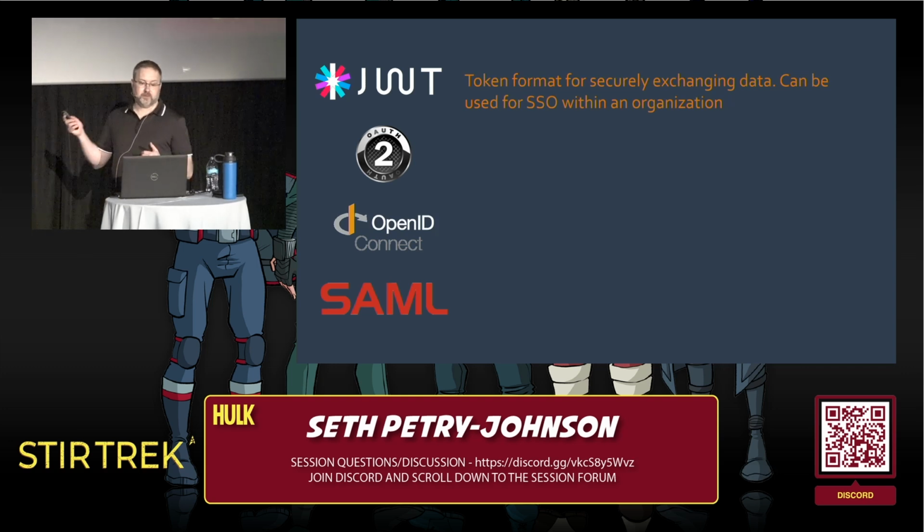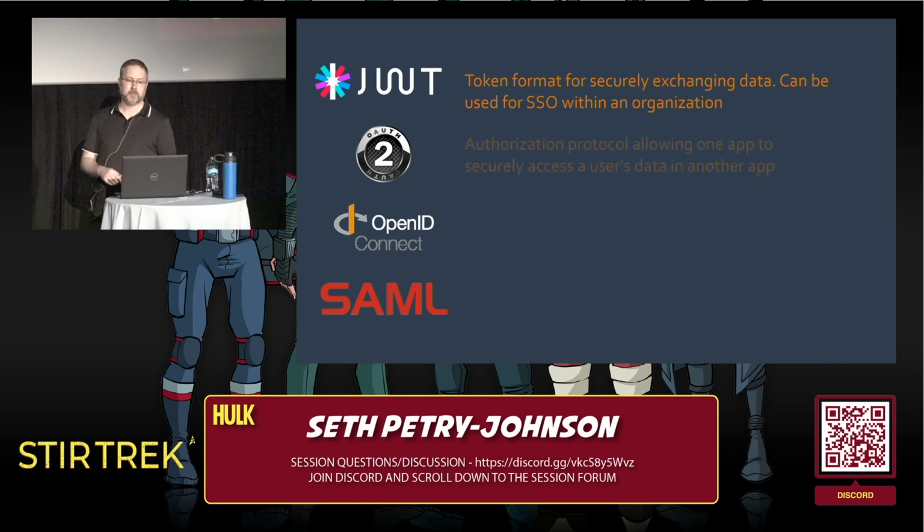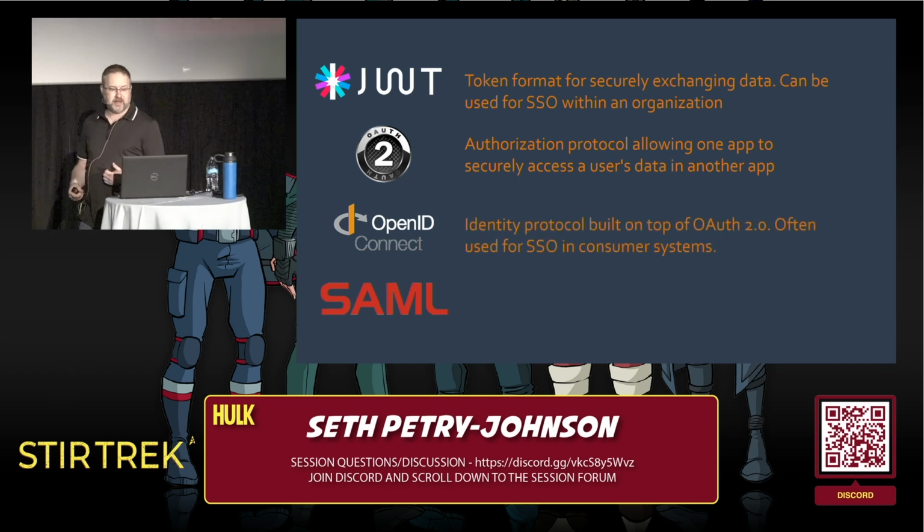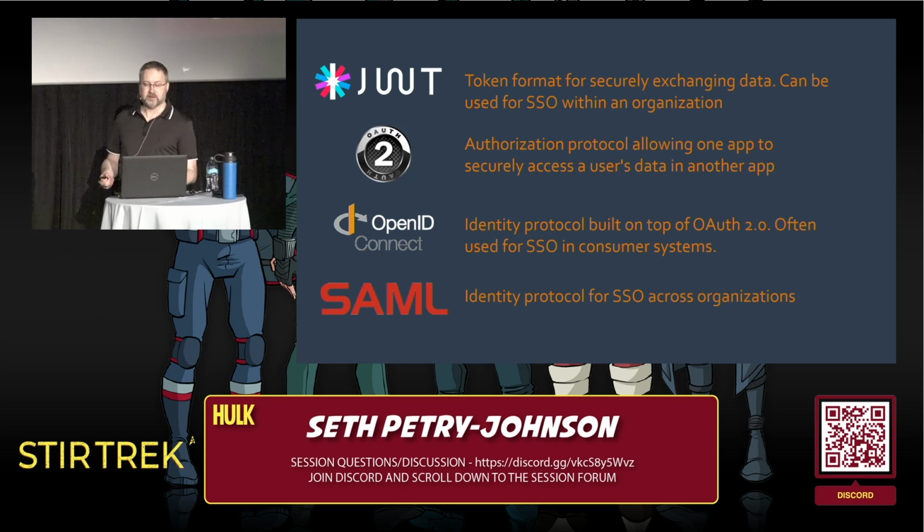So quick recap. JSON Web Tokens are a format for securely transmitting verifiable claims between two parties and are sometimes used for intra-organization single sign-on. OAuth is an authorization protocol that allows one app to access a user's data from a different app. OpenID Connect extends OAuth and adds an identity layer so that it can be used for authentication. It's often used for single sign-on in consumer-facing systems. And SAML is conceptually similar to OpenID Connect, but it supports way more complex scenarios. And it's often used for single sign-on in the enterprise.